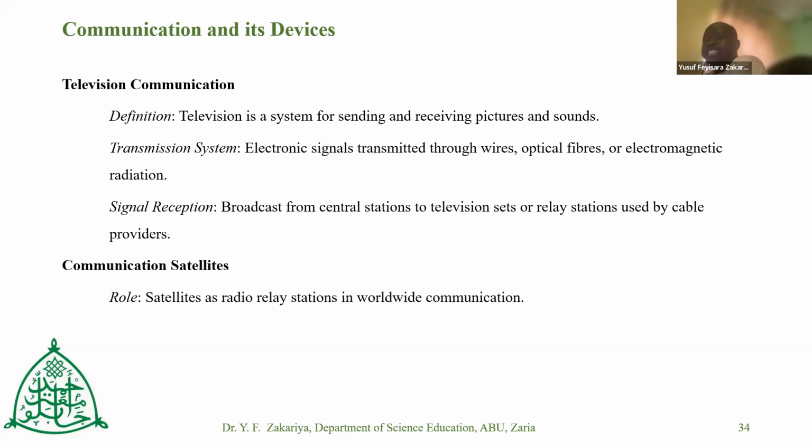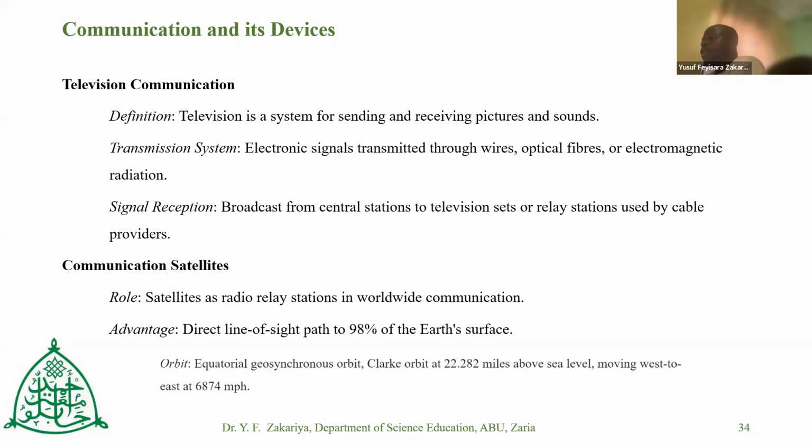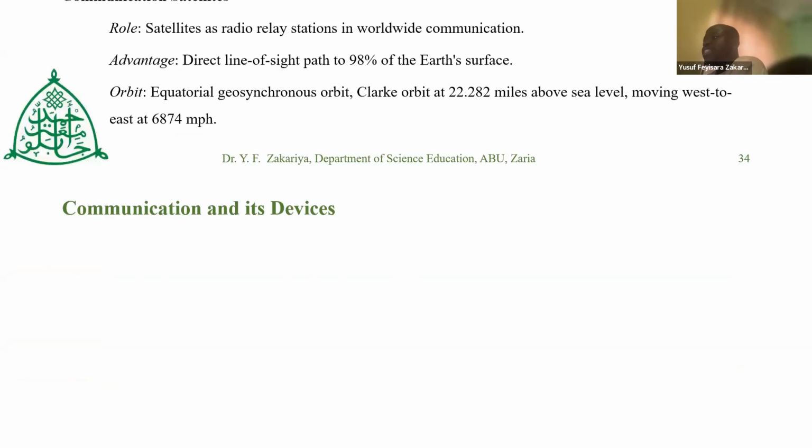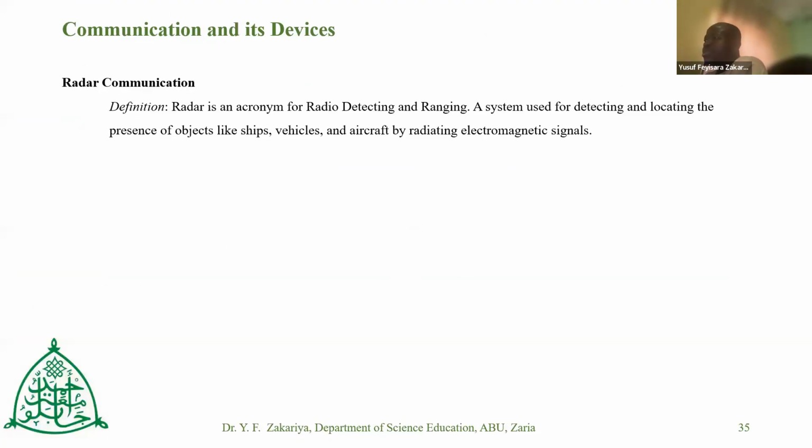Then the satellite. We mentioned the satellite before, and we're talking about it again because it's very important. At this point, you are going to have a small activity on the satellite and the radar. But let me quickly talk about the radar, since we've talked about the satellite before. Radar is an acronym for radio detecting and ranging, a system used for detecting and locating the presence of objects like ships, vehicles, aircraft by radiating electromagnetic signals.